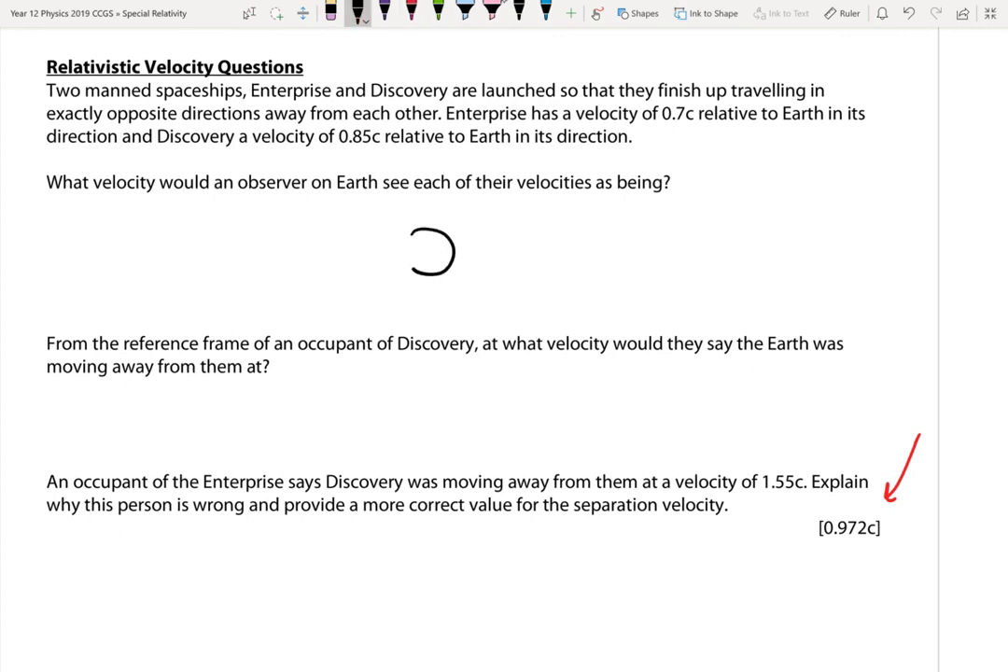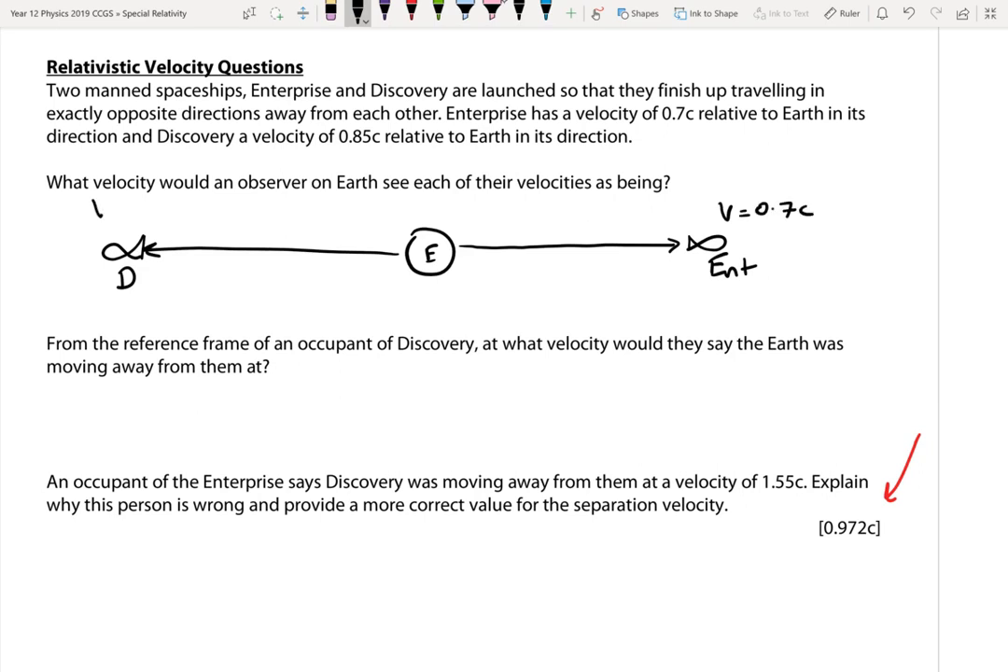Here's the Earth. And we've got two spaceships. Now, let's go, the first spaceship is traveling this way. Enterprise. So here's my Enterprise, or let's just go ENT. And then we've got another spaceship going this way, and this is the Discovery. Relative to Earth and relative to Earth. So we've got V Enterprise equals 0.7c, V Discovery is 0.85c.